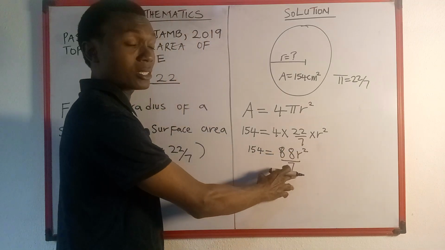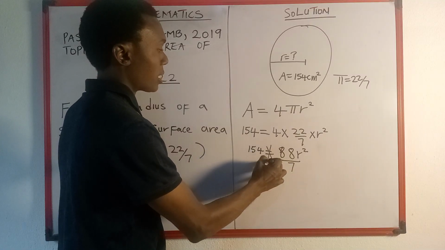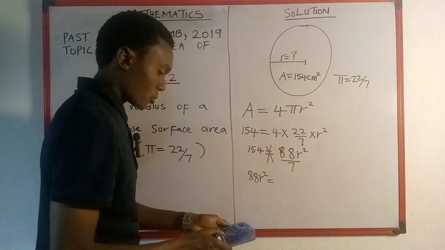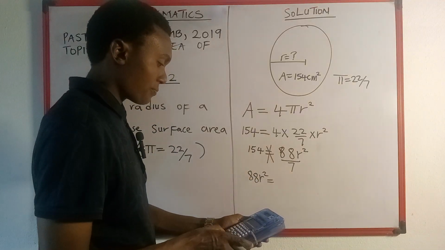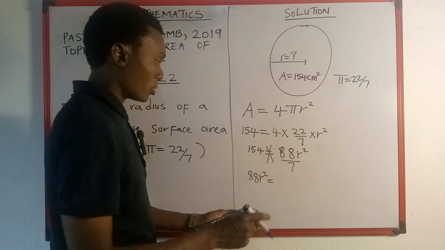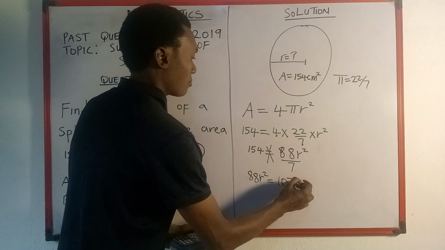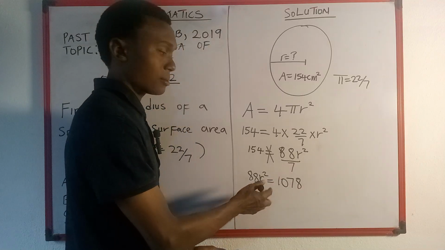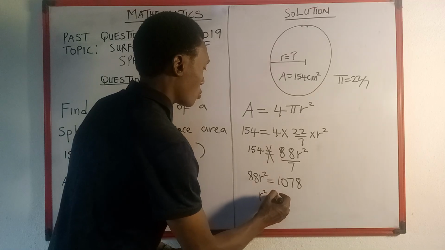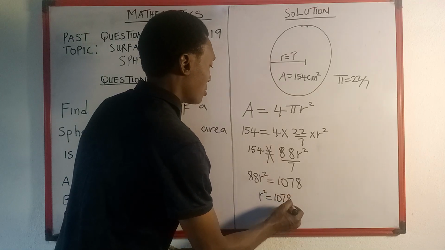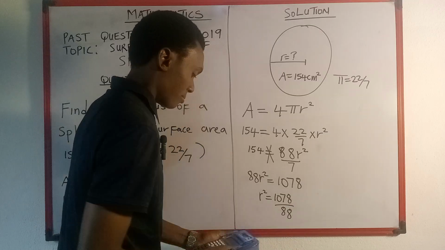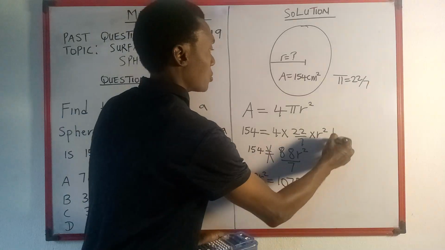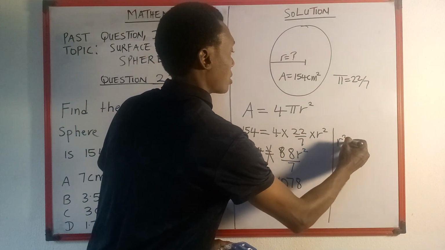So when you get to this point, what you do, you cross multiply. So we have 88 r square is equal to, so use your calculator, 154 times 7, you're going to have 1078. Okay, so right now you divide both sides by 88. r square is equal to 1078 divided by 88, and what do you have? You have 12.25. Okay, so r square is equal to 12.25.